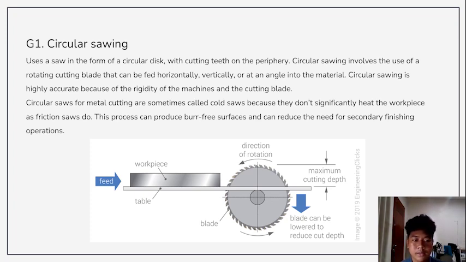The first form is circular sawing. It uses a saw in the form of a circular disc with cutting teeth on the periphery. Circular sawing involves a rotating cutting blade that can be fed horizontally, vertically, or at an angle into the material. It is highly accurate because of the rigidity of the machine and the cutting blade. Circular saws for metal cutting are sometimes called cold saws because they don't significantly heat the workpiece as friction saws do. The process can produce a burr-free surface and can reduce the need for secondary finishing operations.